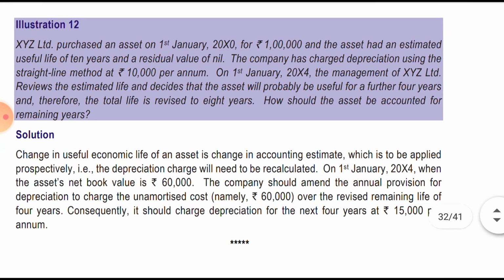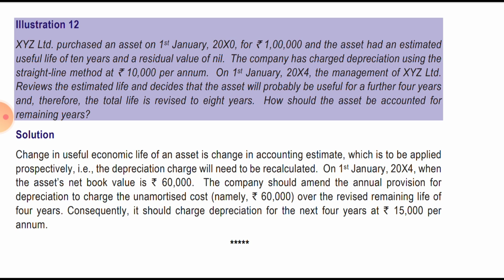XYZ Limited purchased an asset on 1st January for 1 lakh rupees, and the asset had an estimated useful life of 10 years and a residual value of nil. Just take the calculator in your hands. We will be doing the figures quickly on the calculator.